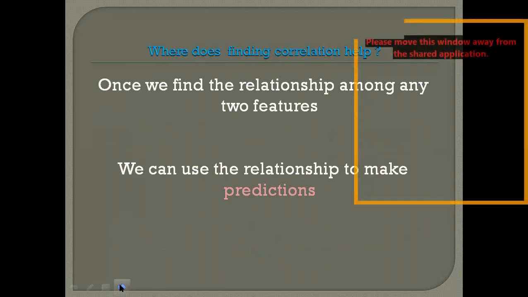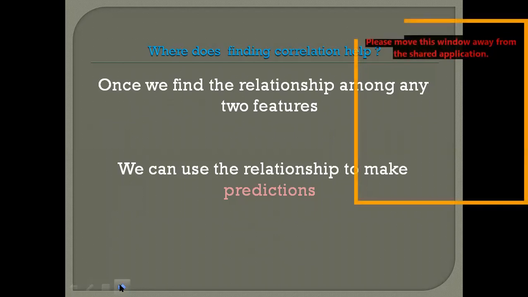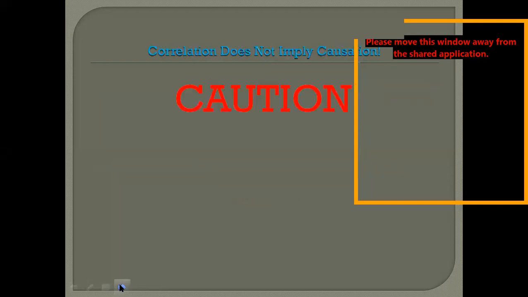How is this going to help us? Why do we calculate these correlations? Once we find a relationship among the two features, we can use this relationship to make predictions, and we really can. So this is the first step, the baby step, towards inference and making predictions. If you find a correlation between the height and the weight, then if you have only height, you can make some predictions of what kind of weight this person is going to have. So correlation is ultimately used in predictions.